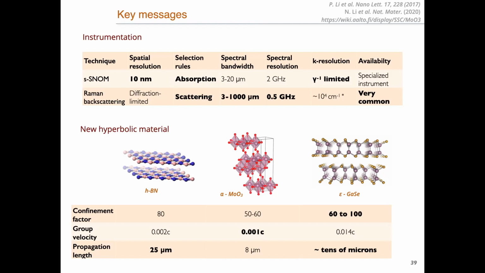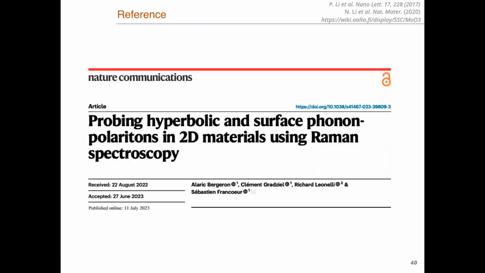And the propagation length of the phonon polariton, which is 25 micron in the boron nitride, we think we can match this. We have preliminary results that tell us that the propagation lengths are at least of the order of 10 micron as well. So we're introducing a material that is also quite interesting. The details of what I presented here can be found in this publication.